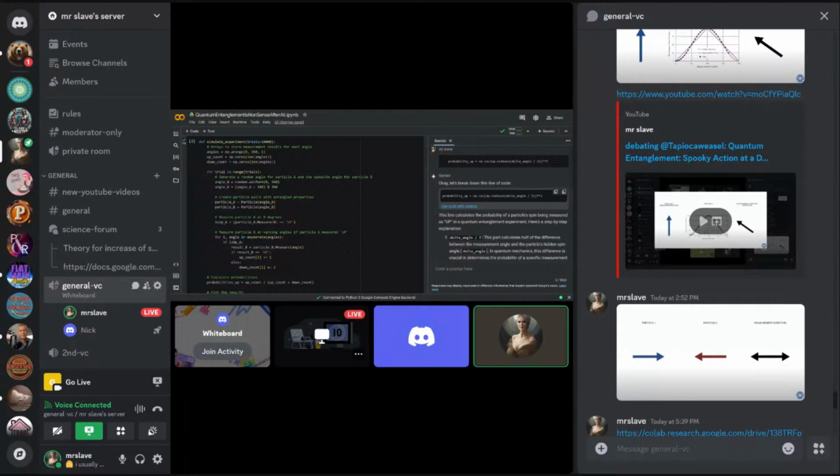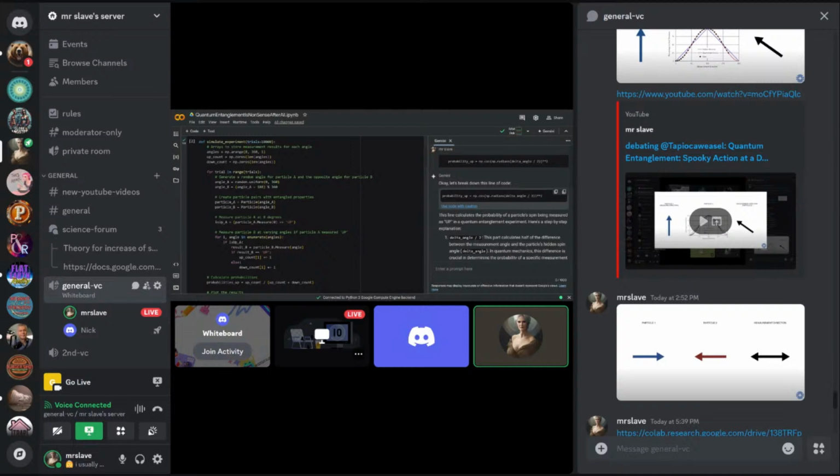Generate a random angle for particle A and the opposite angle for particle B. Okay, so angle A is going to be some angle from 0 to 360. Angle B is going to be angle A plus 180 mod 360. Good. Create particle pairs with entangled properties. So you're creating particle A with angle A, particle B with angle B.